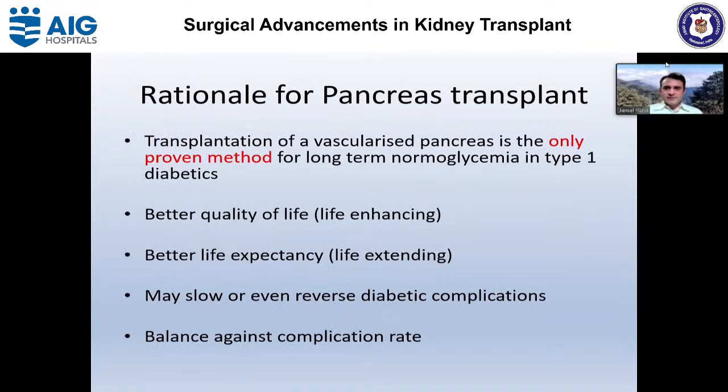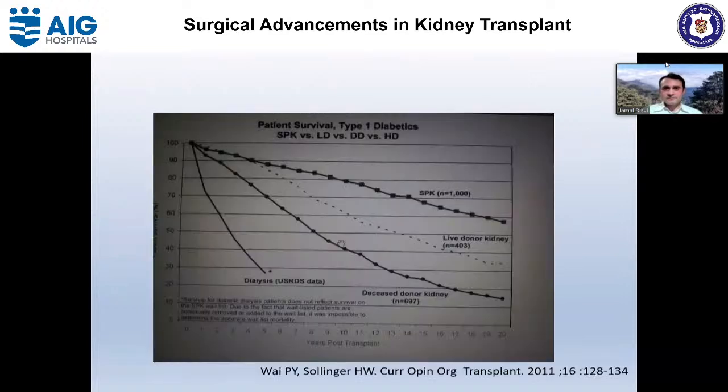Now, the rationale for pancreas transplant is this, that it is the only proven method for long-term normoglycemia in type 1 diabetics. Islet cell transplants are gaining ground in the West, but they're expensive and the effect is often transient. There is a dramatic improvement to the quality of life, so it is life enhancing, and life is also extended, as we'll see. It may slow or even reverse certain diabetic complications. However, these benefits have to be balanced against the complication rate.